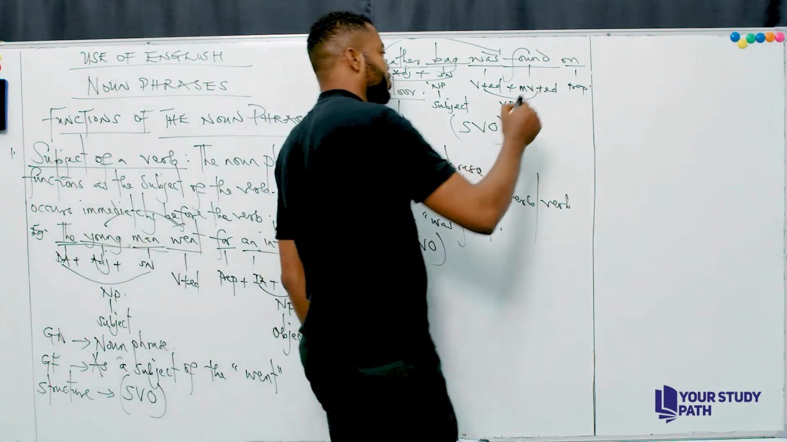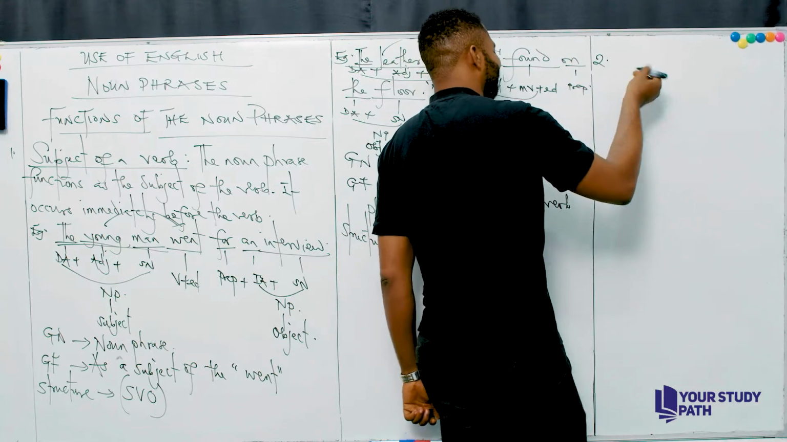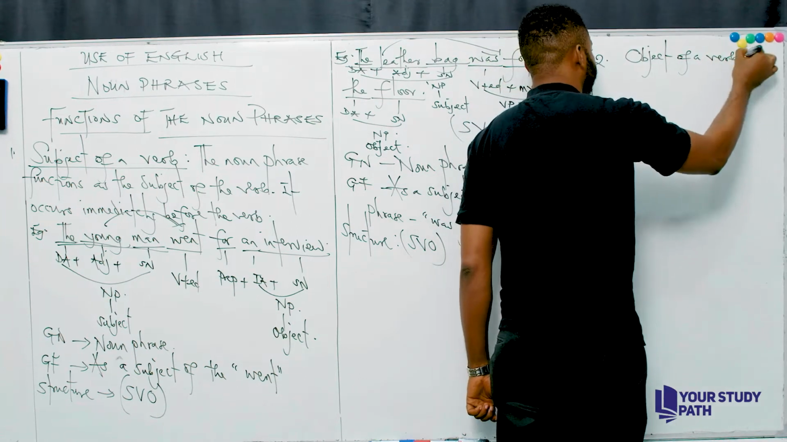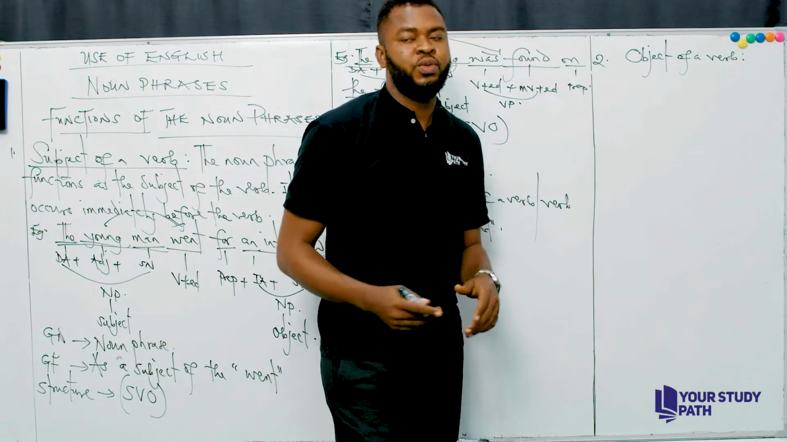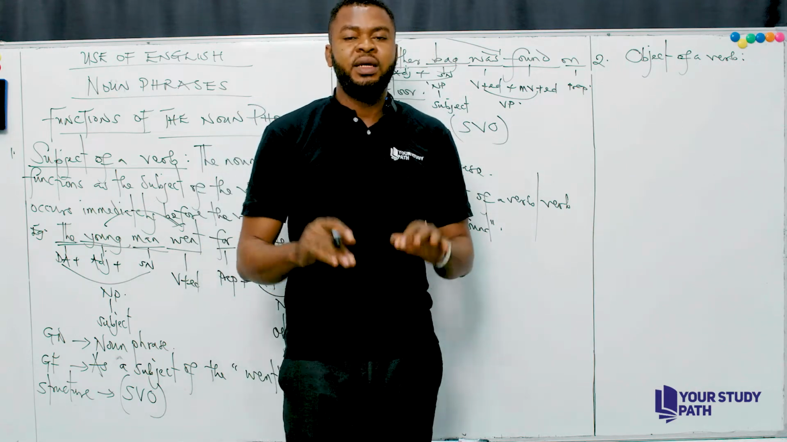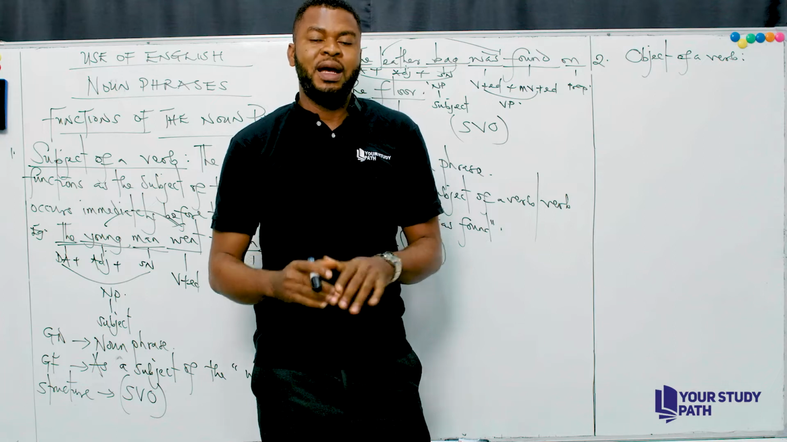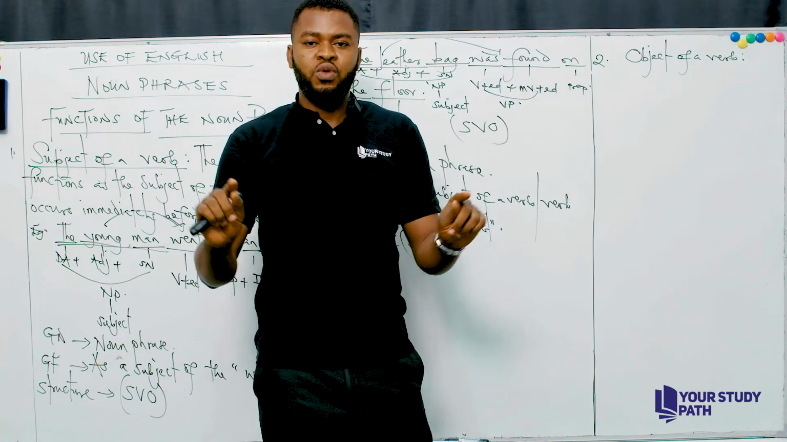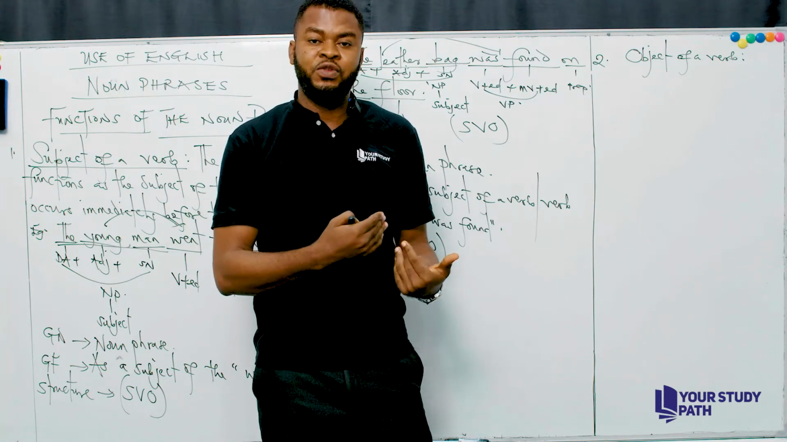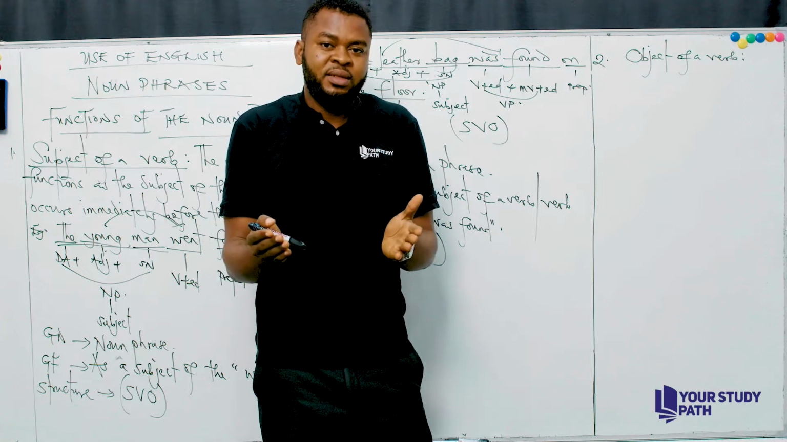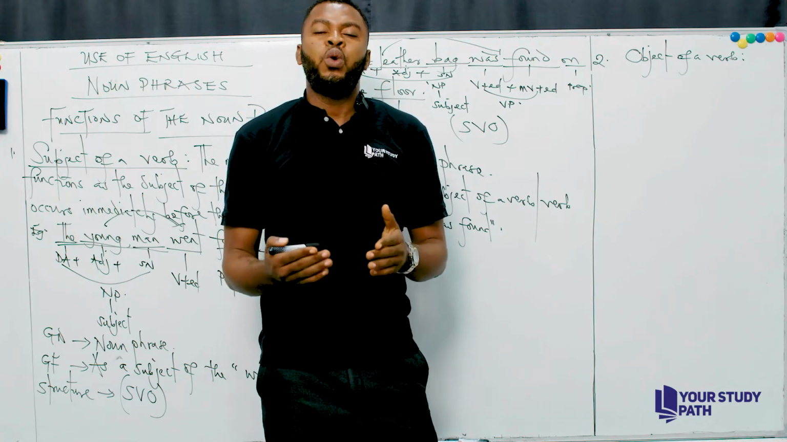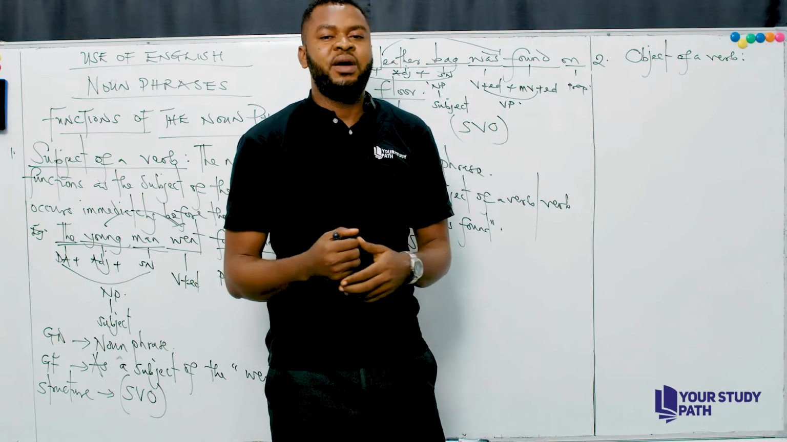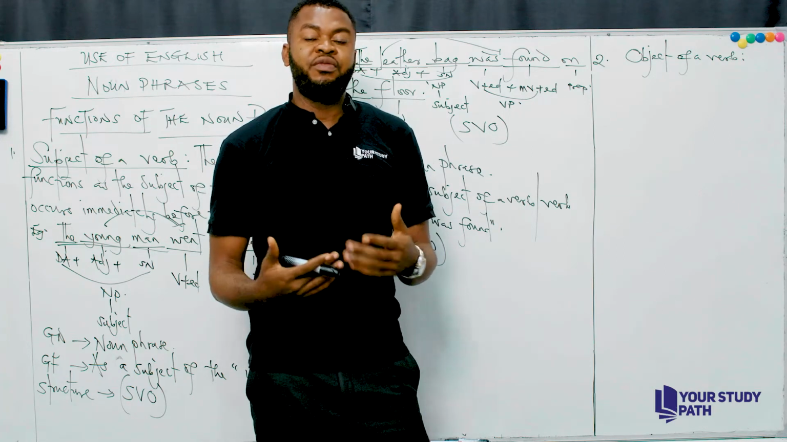So now let's proceed to the next function, which is number 2. Number 2 is known as object of a verb. So what do you mean by object of a verb? Now, in this case, the noun phrase would function as the object coming immediately after the verb in the sentence. Can you see that? So whatever will constitute the object must be a noun phrase in that sentence, and it must occur immediately after the verb. Okay? And remember that the object will also be making reference to the verb.